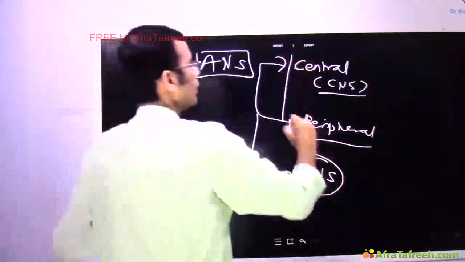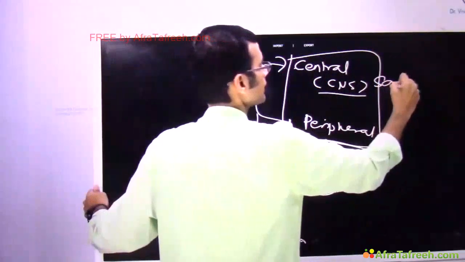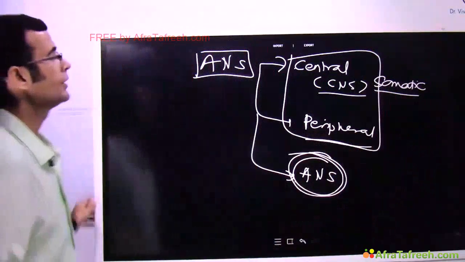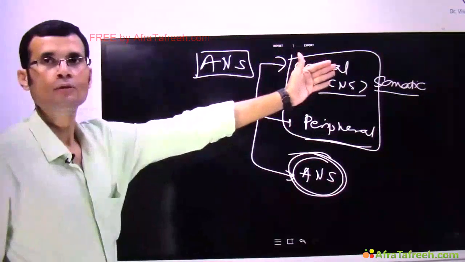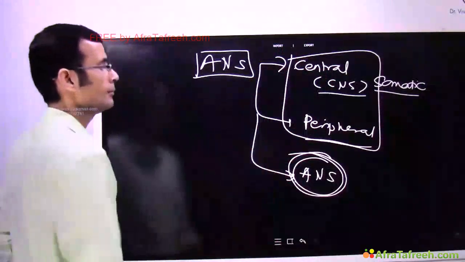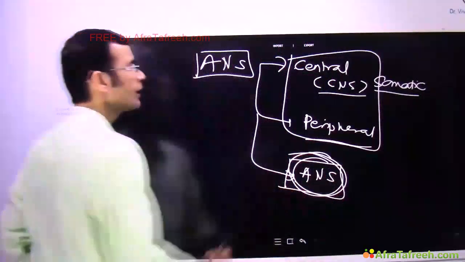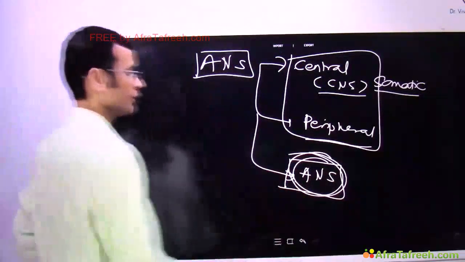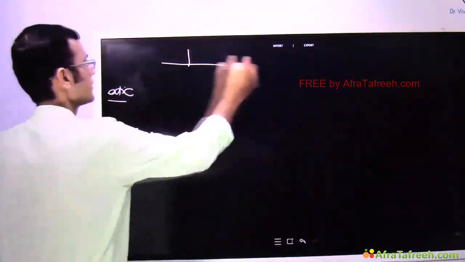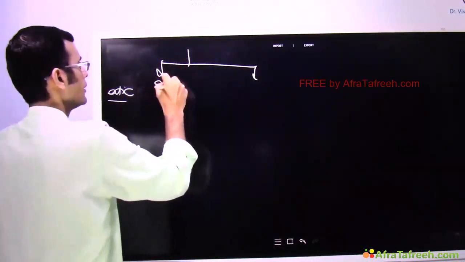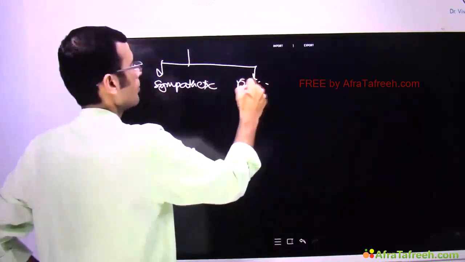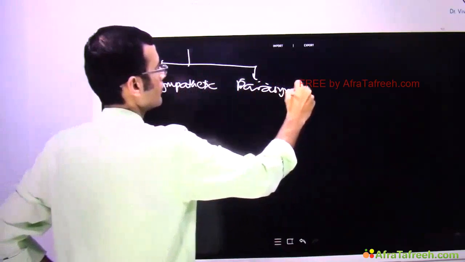These two are called the somatic nervous system, and this is the autonomic nervous system. Under conscious control, or reaching consciousness, are the somatic nerves, whereas the autonomic nervous system controls our involuntary functions. The ANS has two branches, as you all are aware: the sympathetic division and the parasympathetic division.